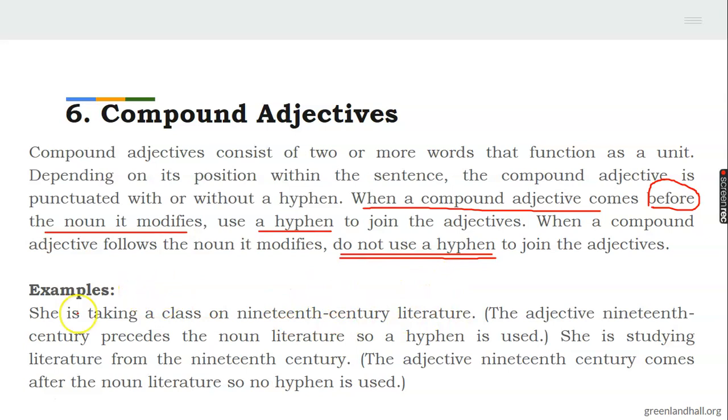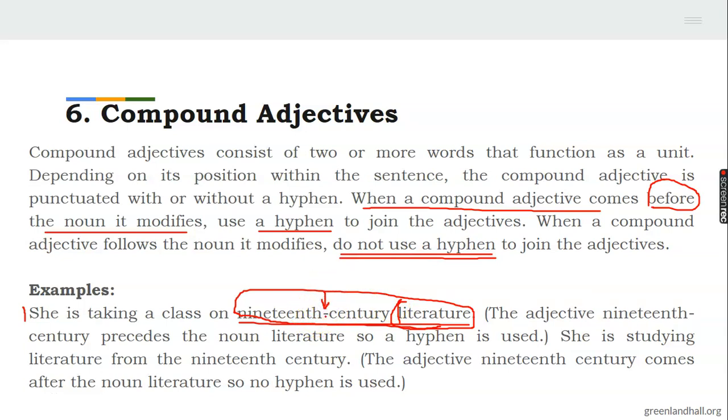Let's look at an example now. Example 1. She is taking a class on 19th-century literature. Look at this. She is taking a class on 19th-century literature. Now, where is our adjective here? 19th century is our adjective. The noun it is modifying is literature. It's modifying this word. Now, it's coming before the word. This is the adjective here, coming before this word literature. Therefore, we make use of what? Hyphen. This is our hyphen here.